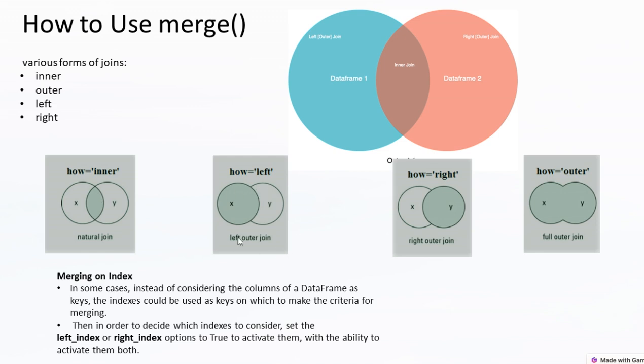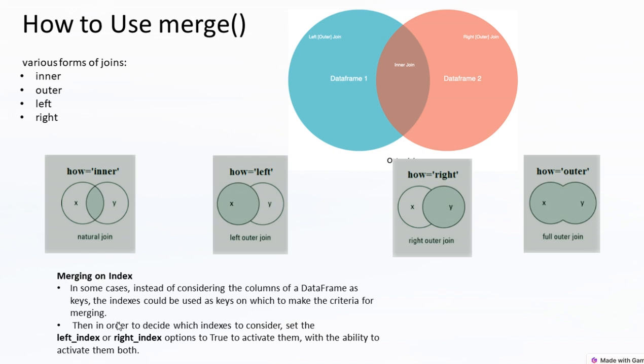This diagram represents the left outer join, this diagram represents the right outer join, and this diagram represents the full outer join. Okay, so we will also see something called merging on index. The cases which I just told you are all merging based upon the columns in a data frame. Instead of merging based on the columns, I can do merging based upon the index. So then we call it merging on index.